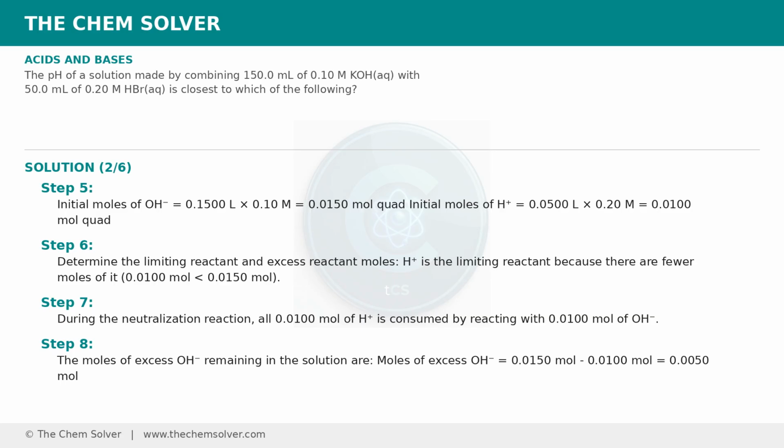Determine the limiting reactant and excess reactant moles. H⁺ is the limiting reactant because there are fewer moles of it, 0.0100 moles, less than 0.0150 moles. During the neutralization reaction, all 0.0100 moles of H⁺ is consumed by reacting with 0.0100 moles of OH⁻. The moles of excess OH⁻ remaining in the solution equal 0.0150 moles minus 0.0100 moles equals 0.0050 moles.